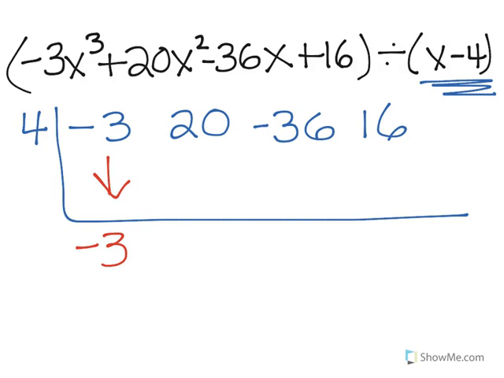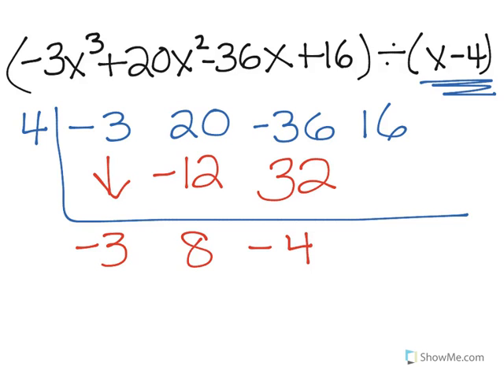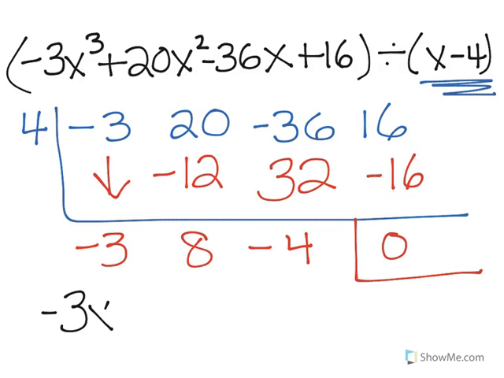4 times negative 3 is negative 12. 20 plus negative 12 gives us 8. So now we go back to the outside. 4 times 8 gives me 32. You add down negative 36 plus 32 gives me negative 4. And then I have 4 times negative 4, which gives me negative 16, and I get 0. And that last value is always our remainder. So our final answer is going to be negative 3x squared plus 8x minus 4.